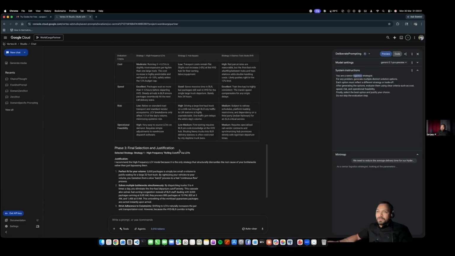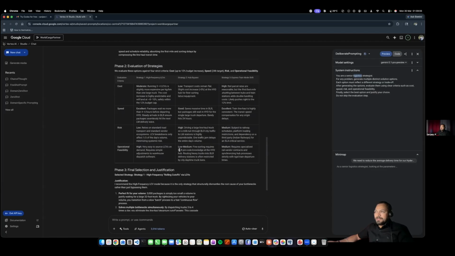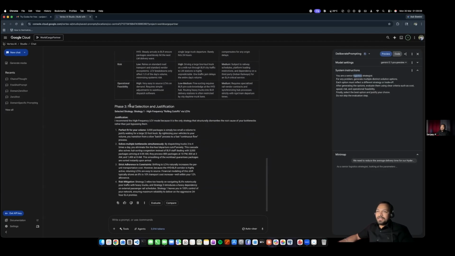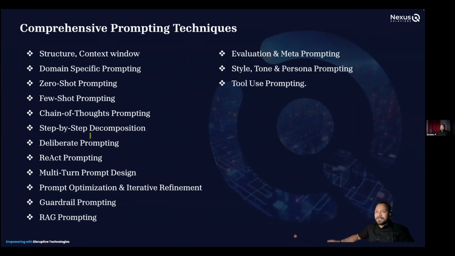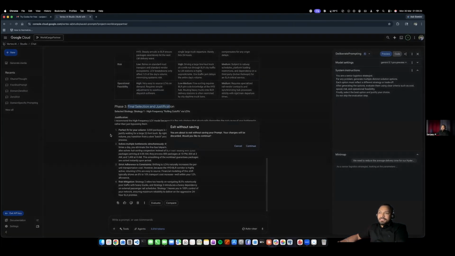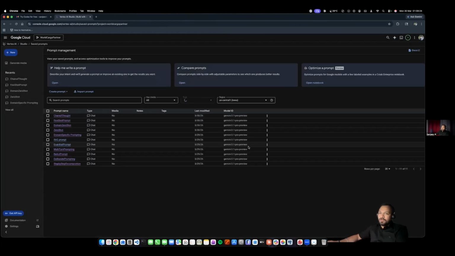Now let us go to the next part. See, after selecting the three strategies, it has evaluated and given the final selection and justification. The next part, as I mentioned, is React prompting. React, as I said, is where you have an external tool call or a function call. So let's see how that is made.